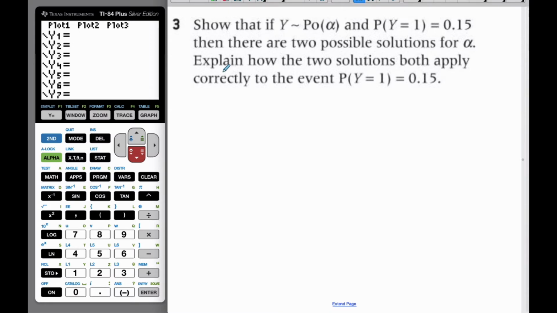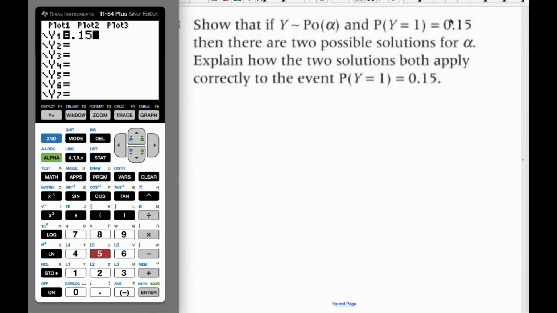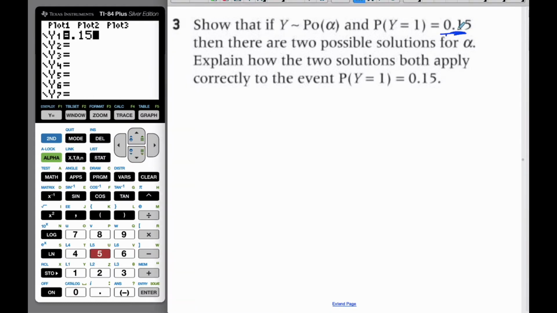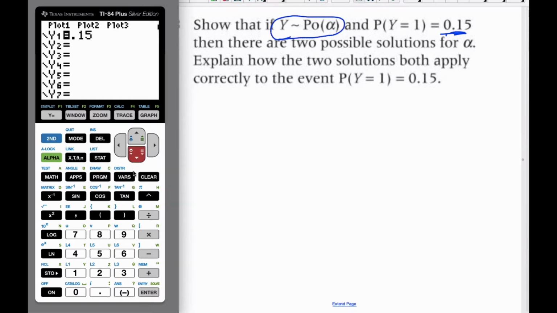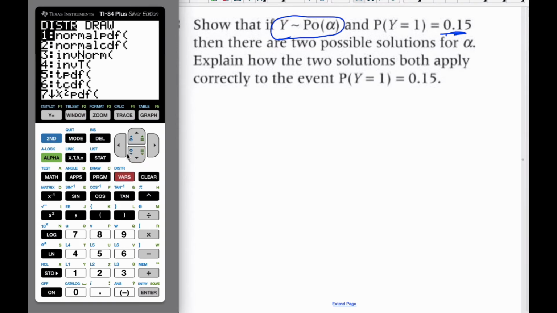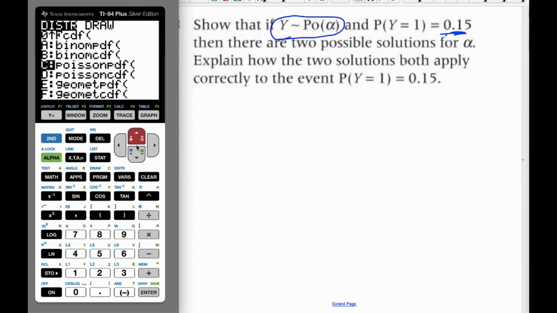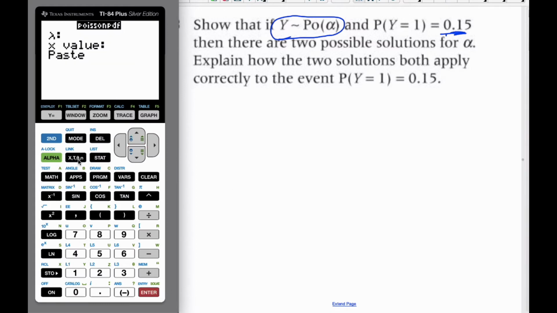So I'm going to show that there's two solutions. For the first one, I'm going to go to my calculator. Well, this is going to be 0.15. That's the probability. This is Y1. I'm going to make a curve of this. Now, if I go to my distributions, I'm going to go Poisson PDF, because I want it exactly to be 1. And I'm going to make lambda x, because my mean can be any value I want. And my x value is going to be 1, because that's this value here.